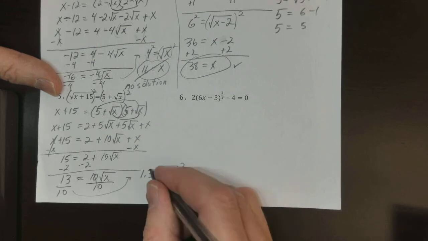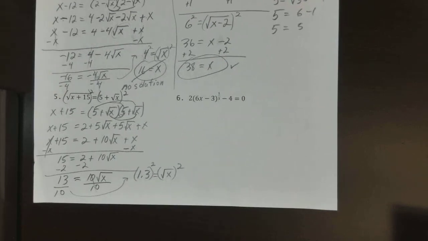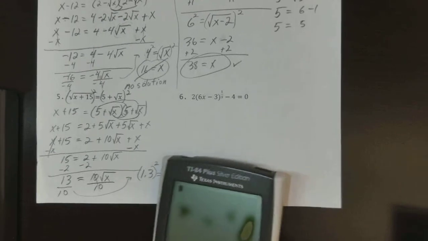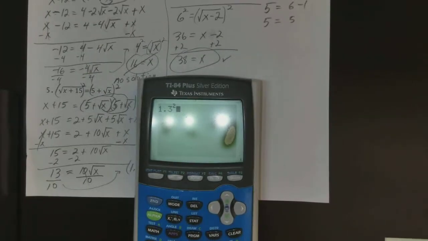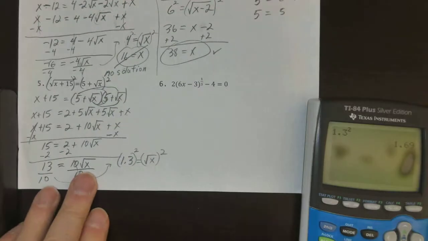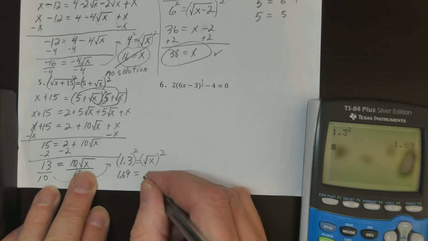And then I'm going to square both sides. And if you take 1.3 squared, you're going to get 1.69. I'll get the calculator. 1.3 to the second power is 1.69. 1.69 is equal to x.